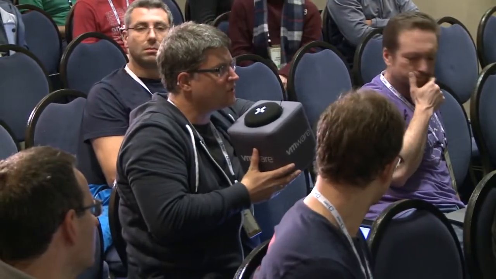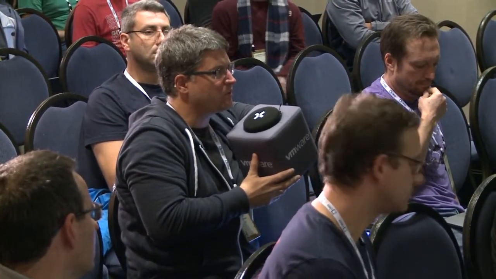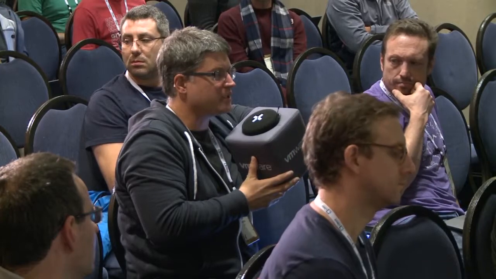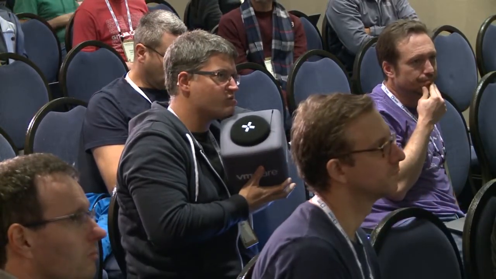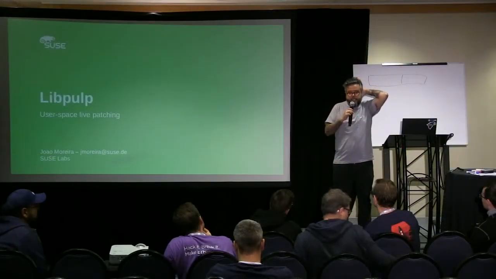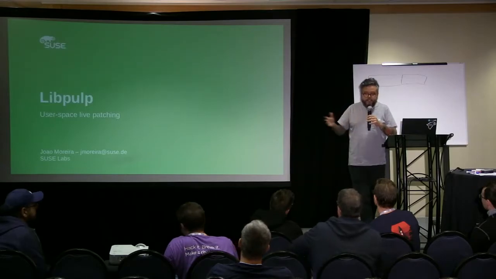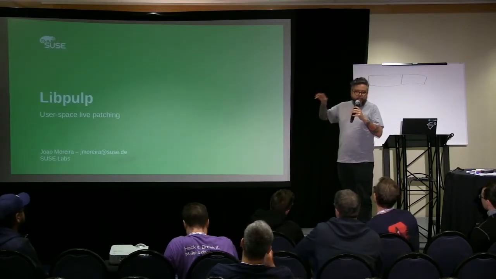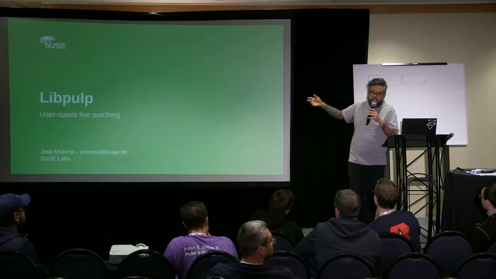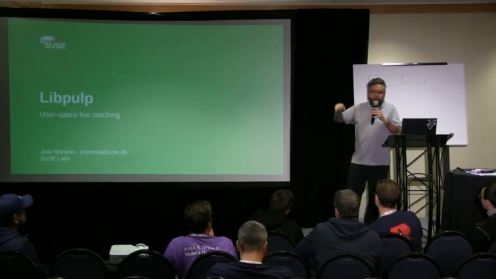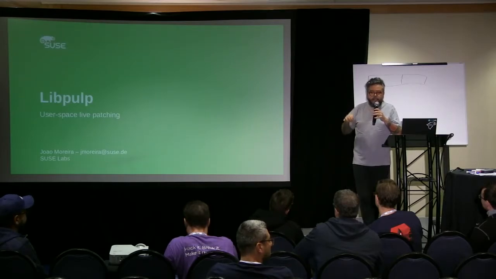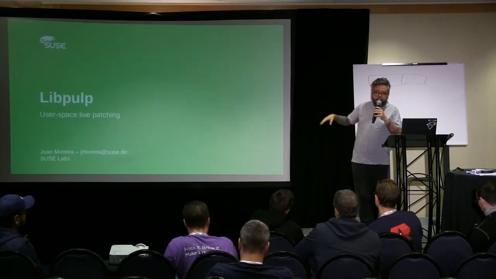Does it work when the application uses dlopen and dlsym to obtain the symbol from the library? Okay, yeah. So what we do, currently with libpulp itself, libpulp can be LD_PRELOADed, so we don't really need to link it into the binary, just to mention that. But libpulp actually uses dlopen and dlsym to find whatever needs to be patched.